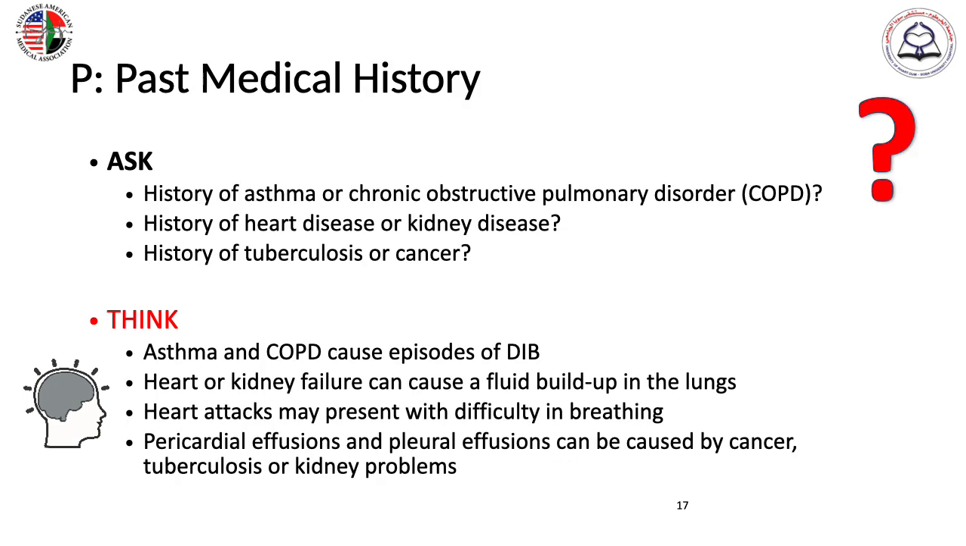Past medical history can give us a clue. A patient known to have asthma and COPD can present with acute exacerbation and difficulty in breathing. Those with chronic heart disease, cardiomyopathy, and kidney disease can present with fluid overload and pulmonary edema. Heart attack can precipitate acute pulmonary edema. Those with cancer, tuberculosis, or kidney disease can present with pericardial effusion, pleural effusion.